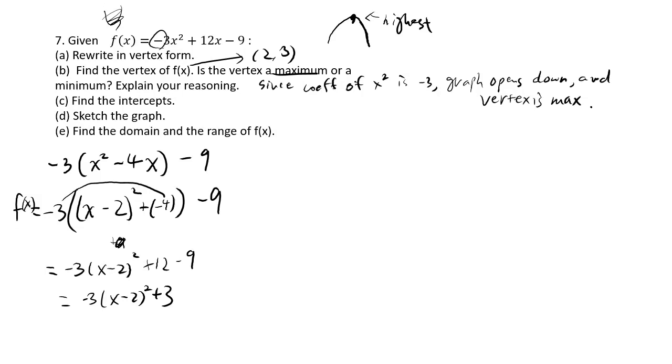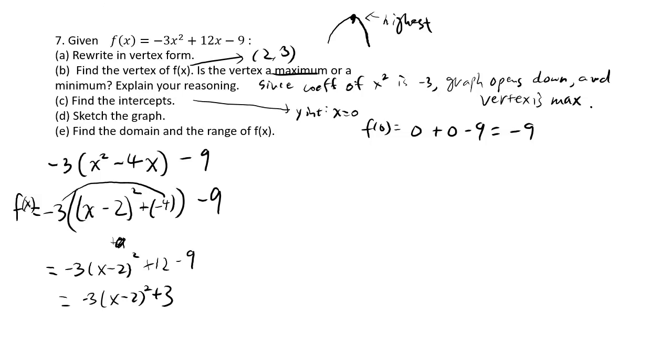Okay, what are the intercepts? Well, the simplest one is finding the y-intercept. For the y-intercept, you set x equal to 0, so you get f of 0 equals 0 plus 0 minus 9. So all of these become 0, right? So you end up with negative 9.